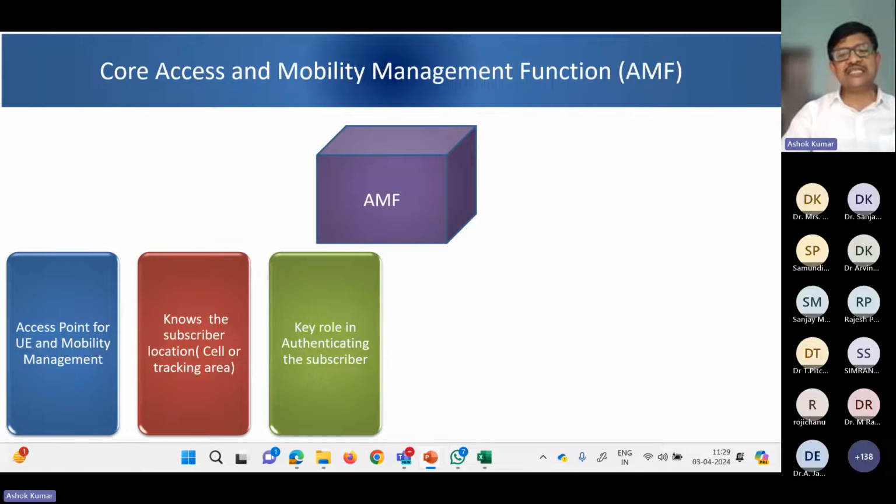Then the third major function which it plays is authentication. As I said, the UE's entry point into the core network is the AMF. So all the procedures related to UE authentication, AMF helps with. Of course, after AMF, you have the AUSF, the authentication server function, and also the unified data management, which take part in the authentication process. But AMF plays a key role, being the access point for the user equipment.